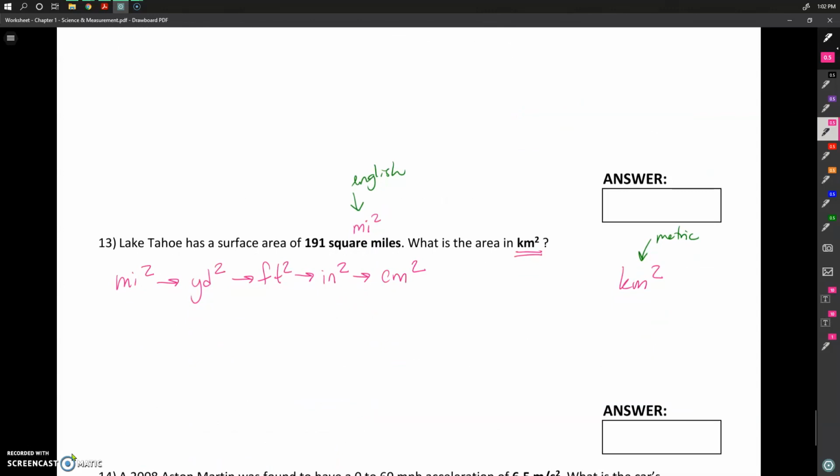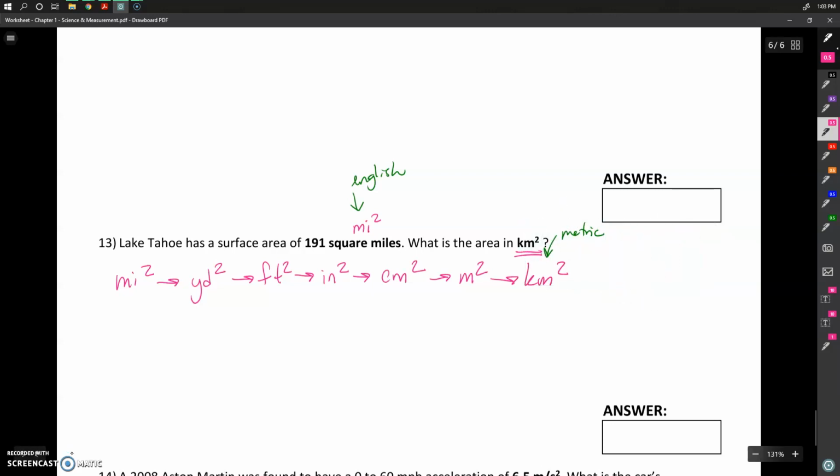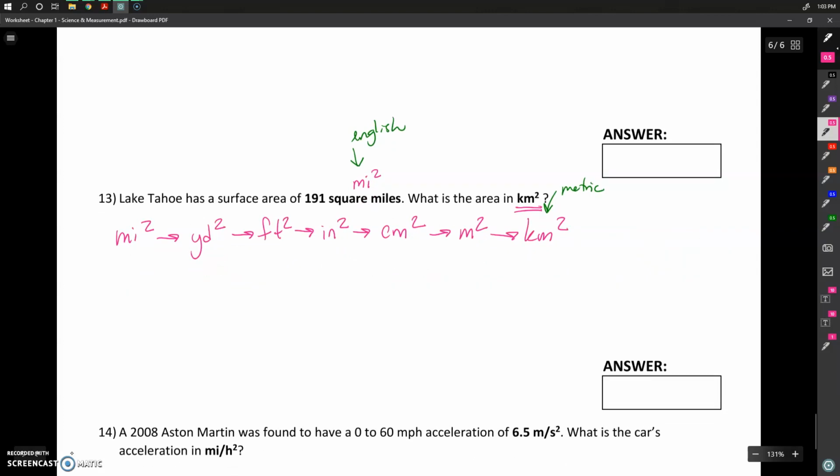And to get from centimeters squared to kilometers squared, notice that those are in the same unit system, right? Centimeters and kilometers both have the base unit meter. They just have different prefixes. And you know that my favorite way to do this is to always go through the base unit. So I'm going to go from centimeters squared to meters squared. And then from there, I can finally get into kilometers squared. So that is going to be my roadmap for this problem.